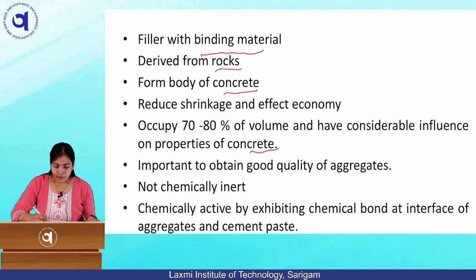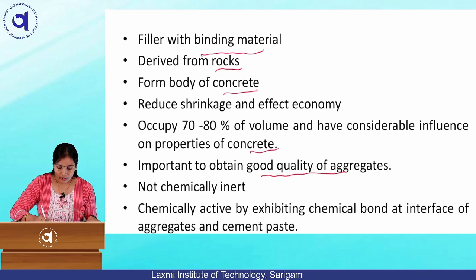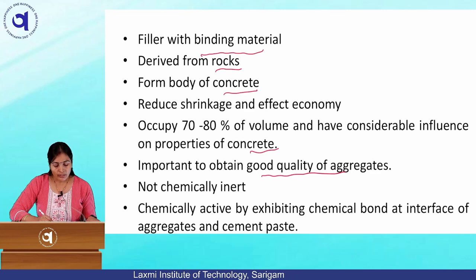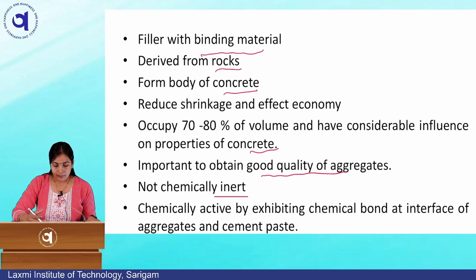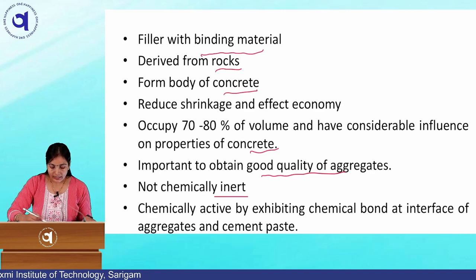So, it is very important to obtain a very good quality of aggregates. It is not chemically inert. Back in 1960 we said that aggregate is chemically inert, but through various research it came to be known that it is not chemically inert. It creates a chemical bond, and there can be alkali aggregate reaction with the cement paste. Aggregate also gives volumetric stability and increases the durability.